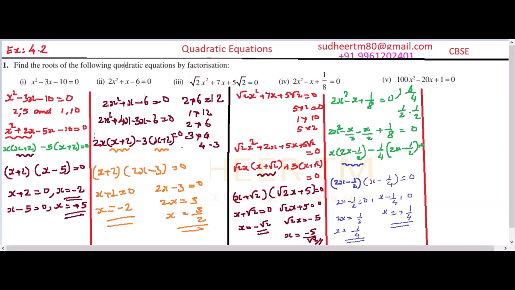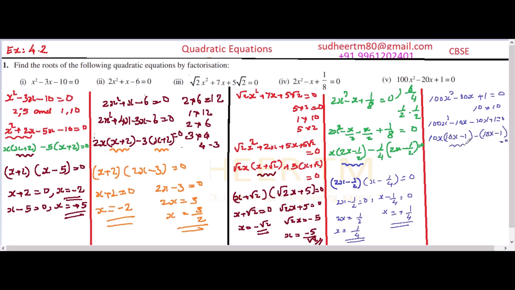Fifth one, it is given here 100x square minus 20x plus 1 is equal to 0. Product is 100, factors are 10 into 10, and 10 minus 10 minus 10 is going to be minus 20, so we can split here 100x square minus 10x minus 10x plus 1 is equal to 0. Okay, now 10x is common to the first and second, 10x into remaining here is 10x minus 1. Now this is minus common, minus 1 into 10x minus 1 is equal to 0.